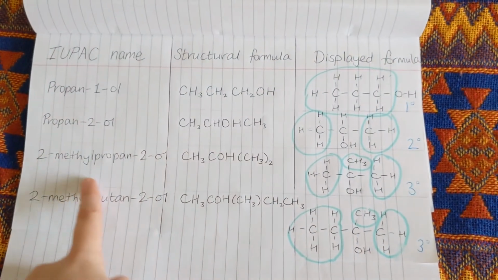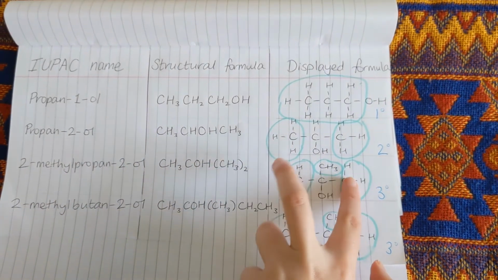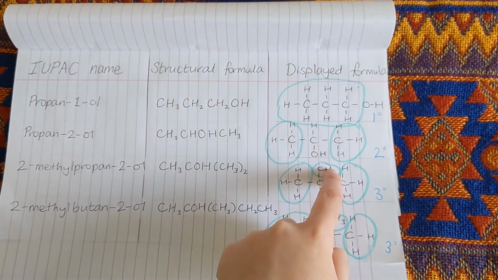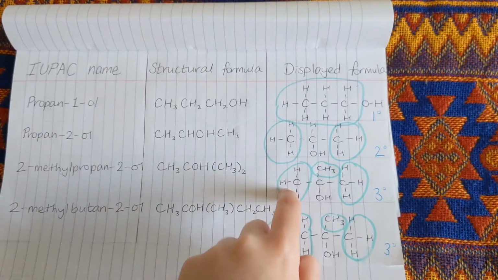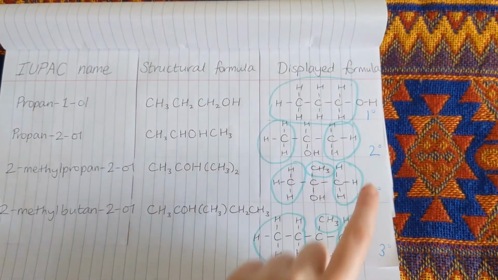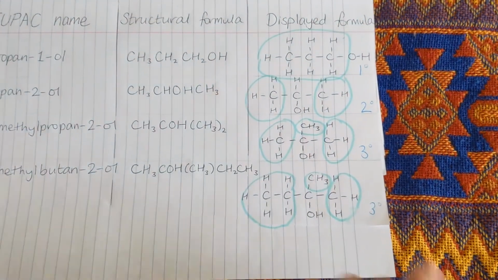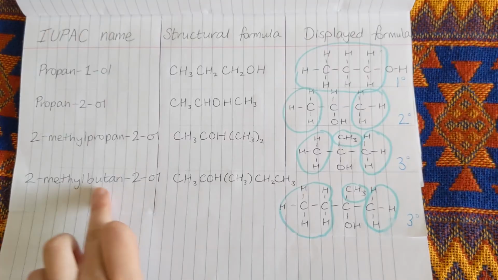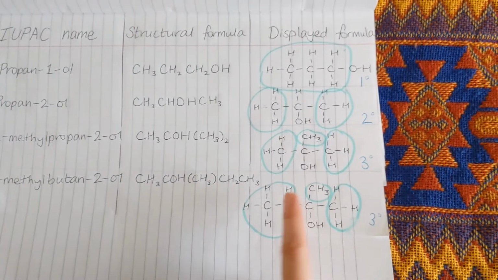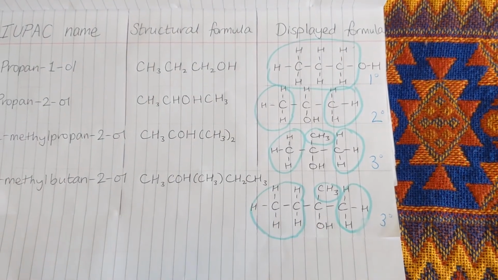If we look at the next one, 2-methylpropan-2-ol, we've got 2 carbon groups here and another one here. Doesn't matter whether these carbon groups are the same as each other or different, there are still carbon groups surrounding that OH. We've got 3, so it's tertiary. And the last example, 2-methylbutan-2-ol, we've got 1, 2, 3 carbon groups around that alcohol.